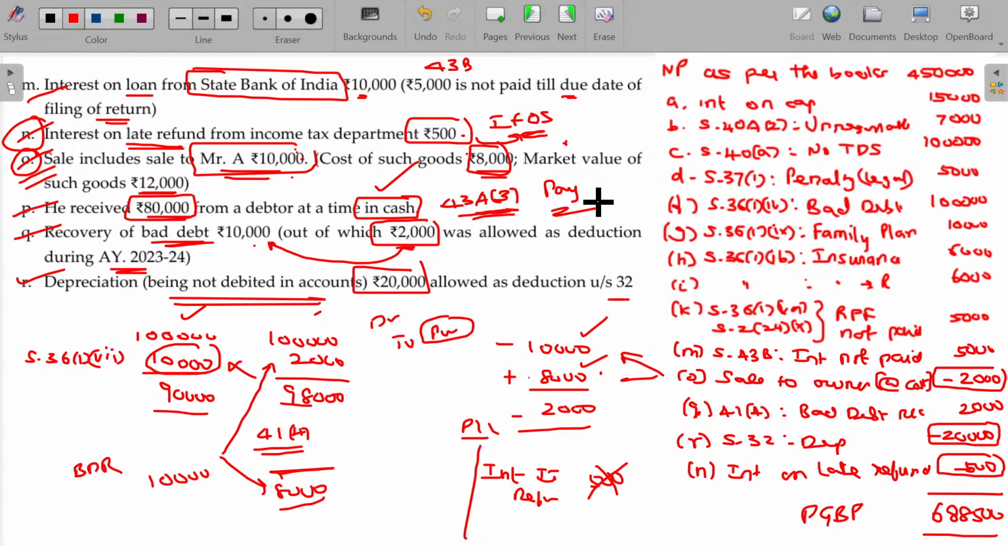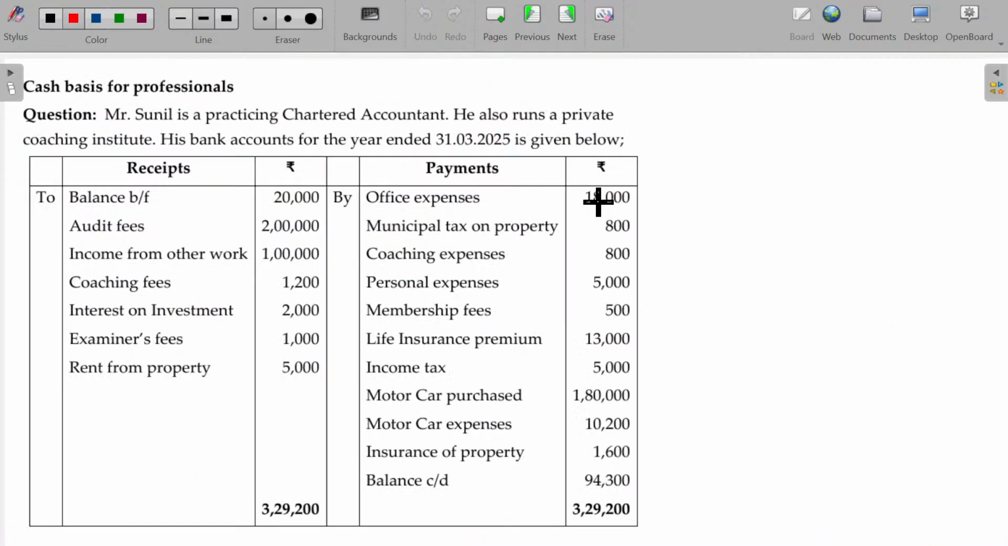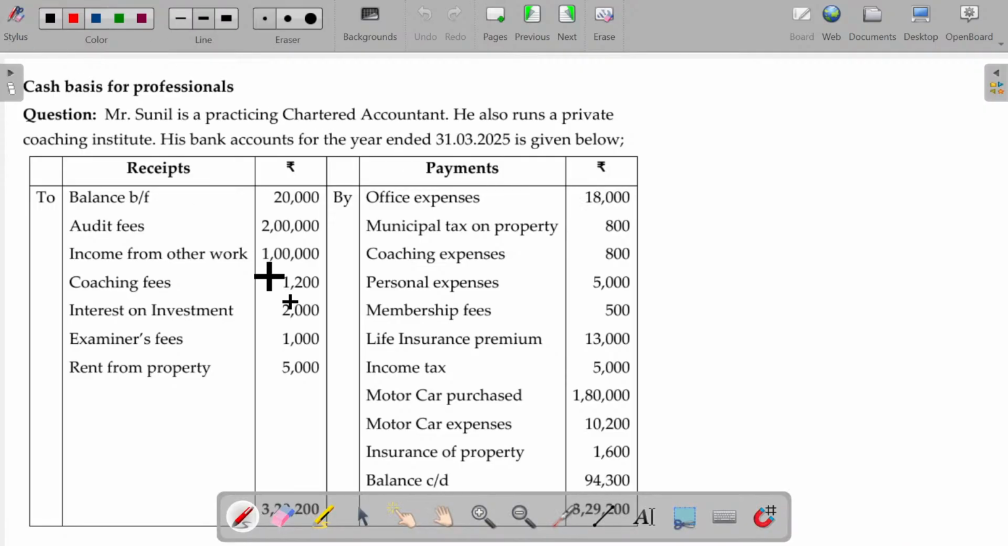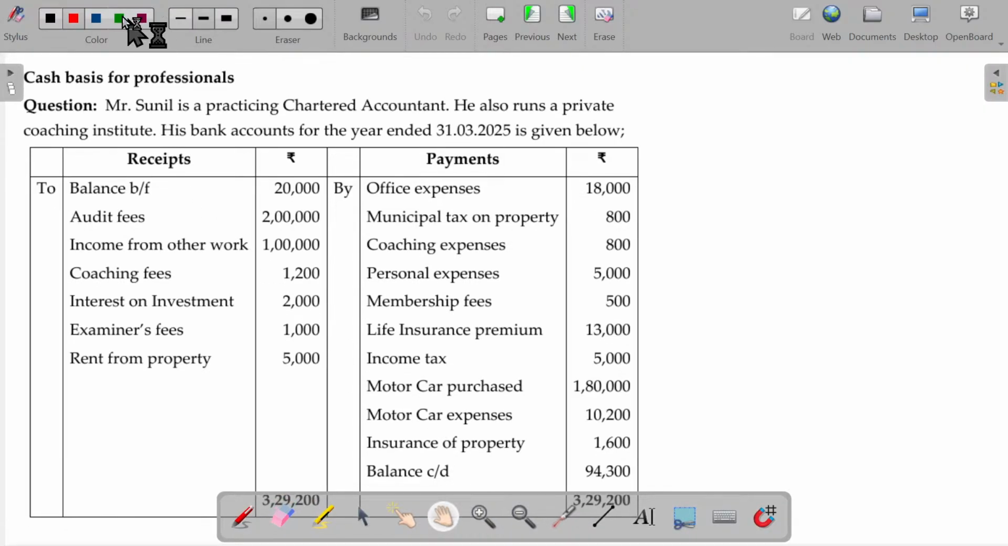So we already studied that PGBP income can be shown under cash basis as well as mercantile basis. Whatever method the assessee regularly follows will be accepted. We assume predominantly accrual basis, so we solved all the illustrations using accrual basis only. If the assessee follows cash basis, what happens? For that, we'll move on to the last illustration. Very rarely this type of question is also asked. Cash basis is usually applicable for professionals.